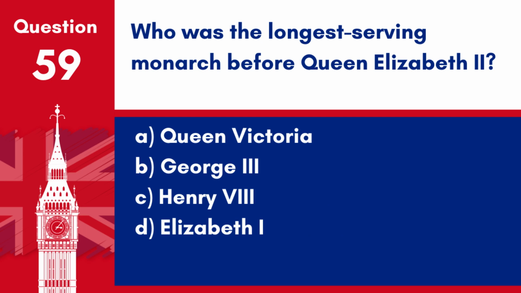Question 59. Who was the longest-serving monarch before Queen Elizabeth II? A. Queen Victoria. B. George III. C. Henry VIII. D. Elizabeth I. Answer: A. Queen Victoria. Queen Victoria, who reigned for 63 years and 216 days, was the longest-serving British monarch before being surpassed by Queen Elizabeth II.